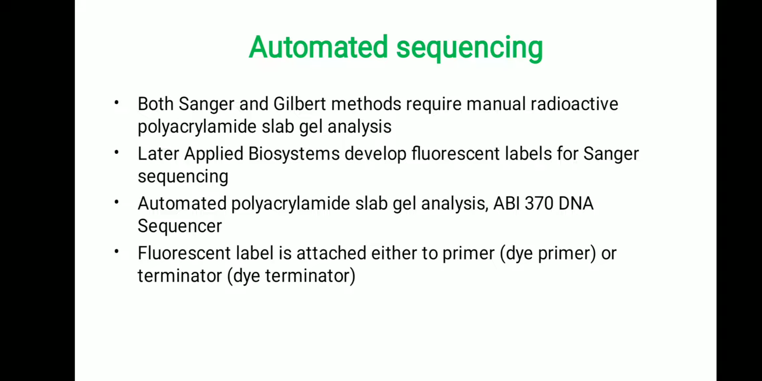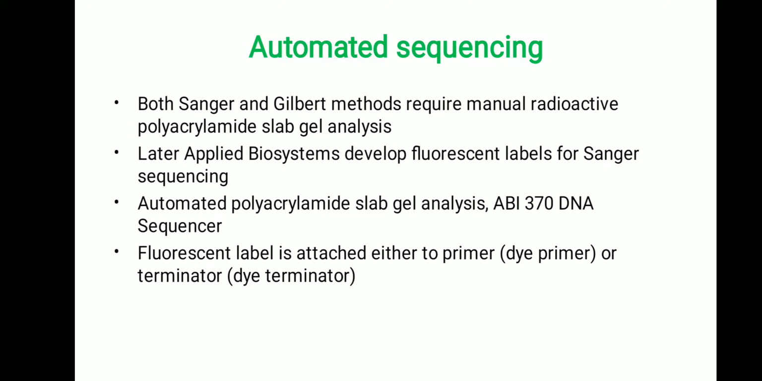As a development, later Applied Biosystems developed the fluorescent labels for Sanger sequencing. The automated polyacrylamide slab gel analysis was developed, and the ABI 370 DNA sequencer utilized that as an improvement. Then the fluorescent labels are attached either directly to the primer, which is called dye primer, or it is attached to the terminator, which is called dye terminator.